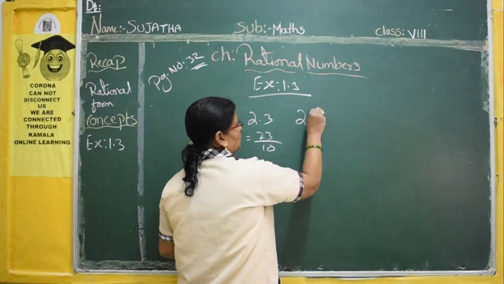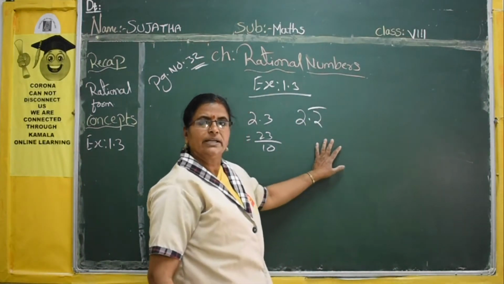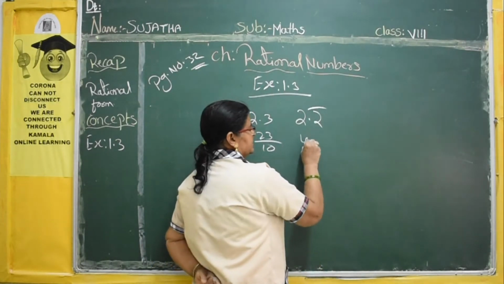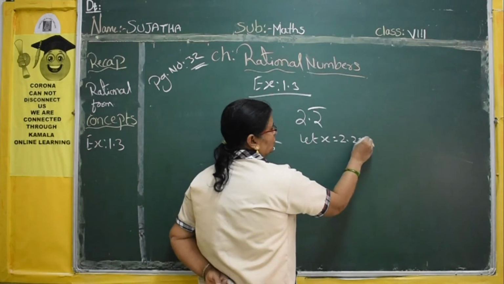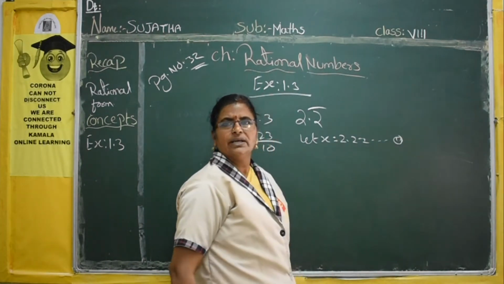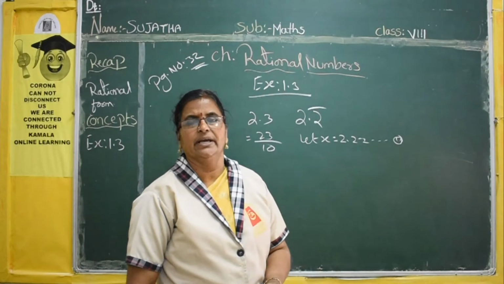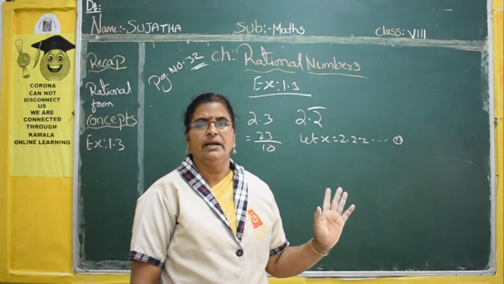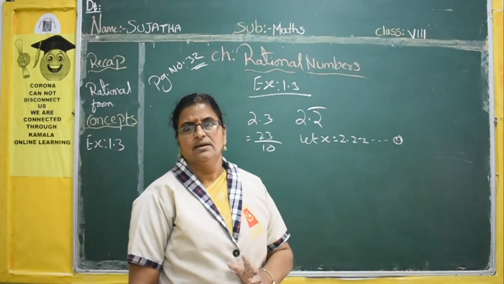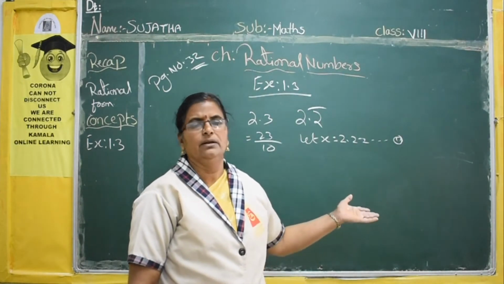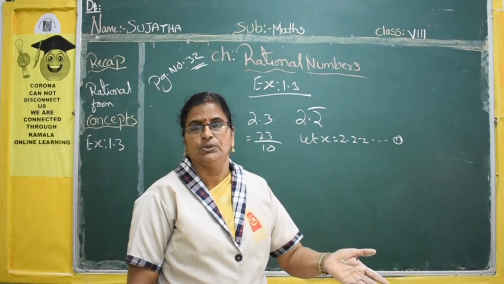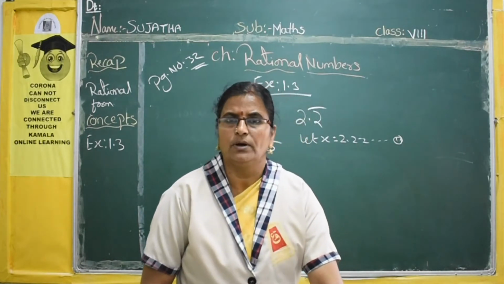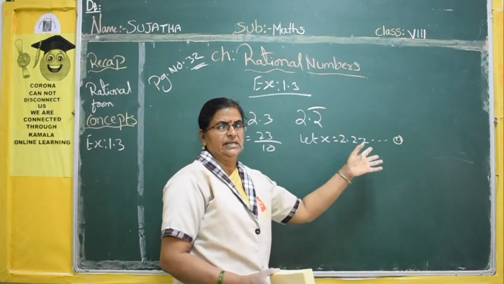In place of that, 2.2 bar is a non-terminating decimal. How can we take it? Let x is equal to 2.2222 and so on. Call it equation 1. According to the periodicity you have, you have to multiply equation 1 by 10 or 100 on both sides. Like that you will simplify, and again subtract equation 1 from equation 2, then you will get the p by q form. Like that we will do the non-terminating decimal.